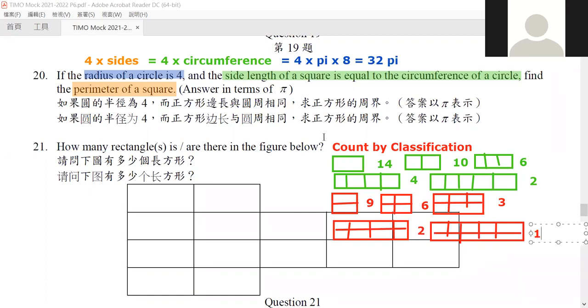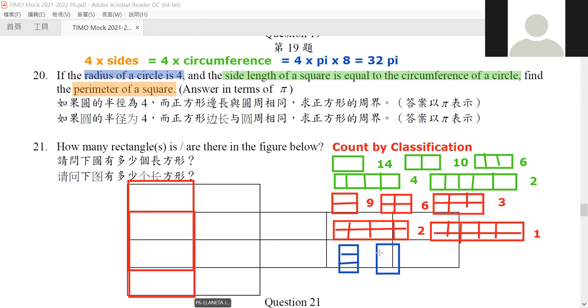After we count all the rectangles of width 2, we count all the rectangles of width 3. In this case, there are not many rectangles. There are only 2 different sizes: one is this, and the other is this. So we have 4 on our left-hand side, and 2 of them on the right-hand side.